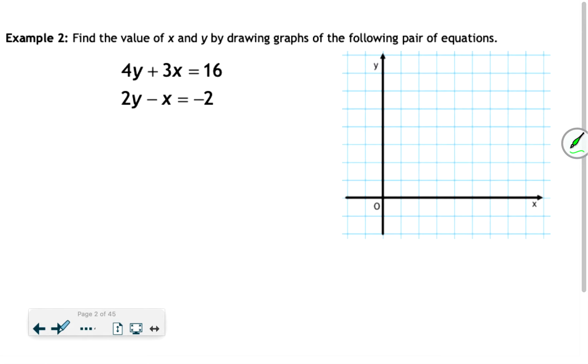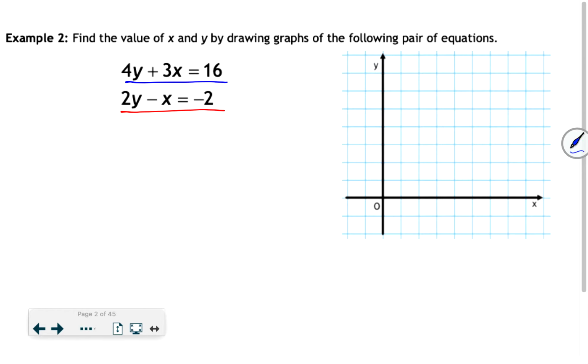The next example, this time the equations are slightly more complex. They're just not in the format of y equals mx plus c, but that shouldn't matter to us because we know how to sketch straight lines. So let's do this one here in blue, and we'll do this one in red this time, just because it's example 2. Right, so let's start with the blue line.